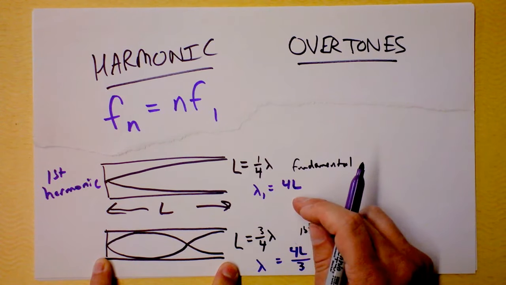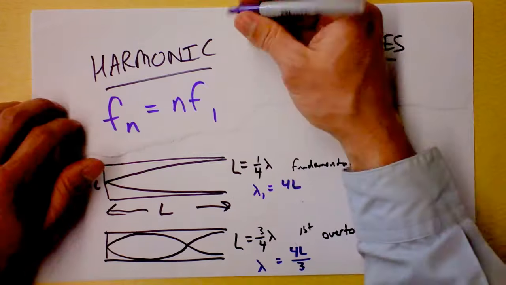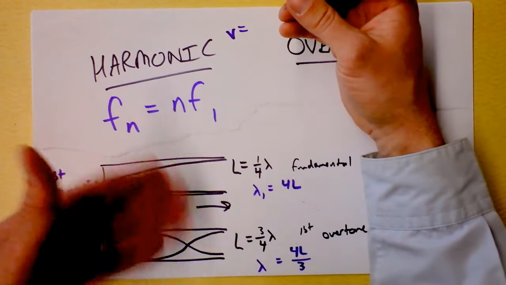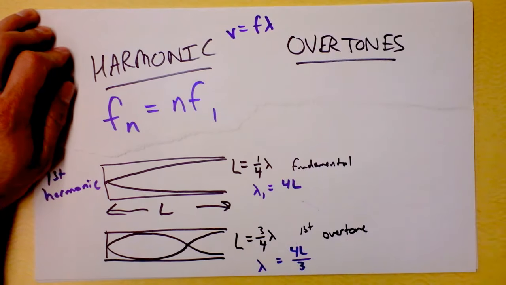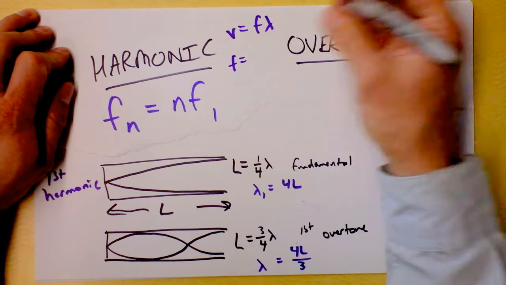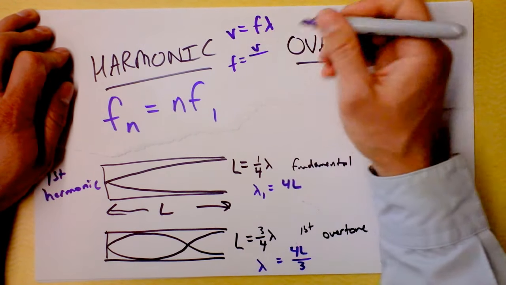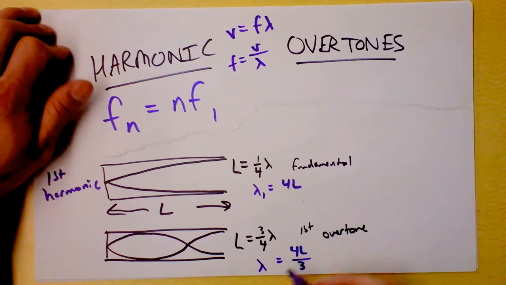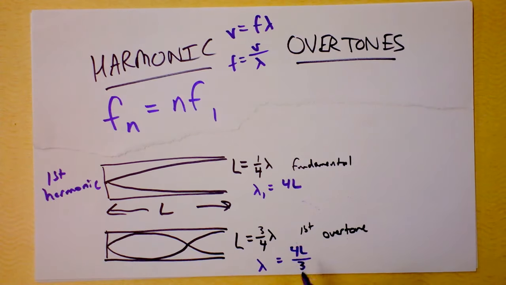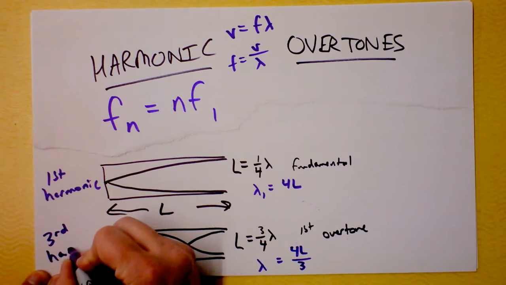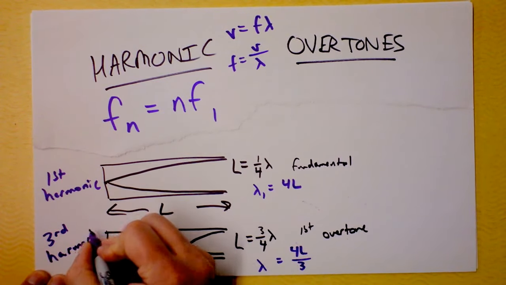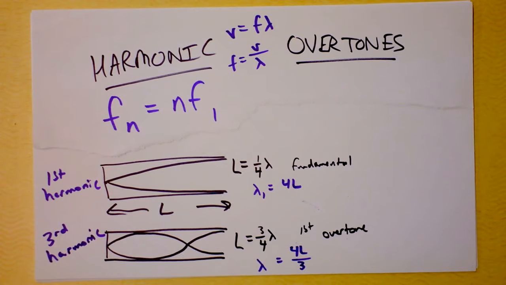Oh, shoot. It's 1/3 as long, which means its frequency... Remember, I know that the wave speed, which is assumed to be the speed of sound in air for these cases right here, is frequency times wavelength. So if I'm looking for frequency, it's going to be the speed of propagation divided by the wavelength. So I'm dividing by that right there. I've got 3 times higher frequency right there. So this is not the second harmonic. It's the third harmonic. Gosh, it's 3 times higher frequency.